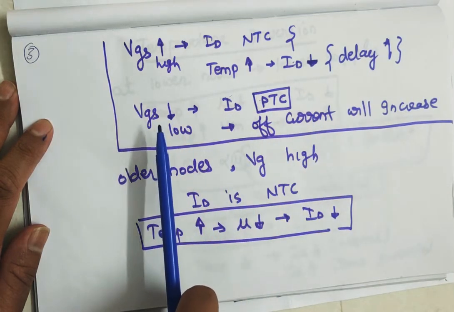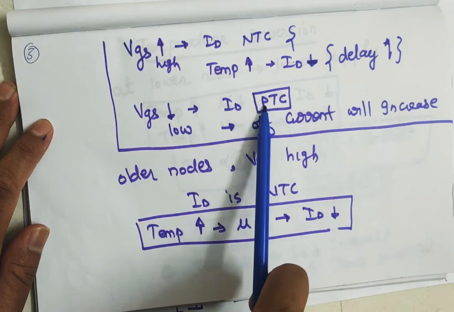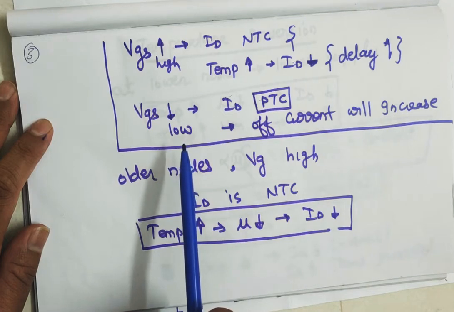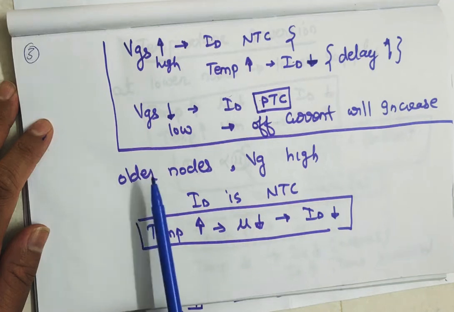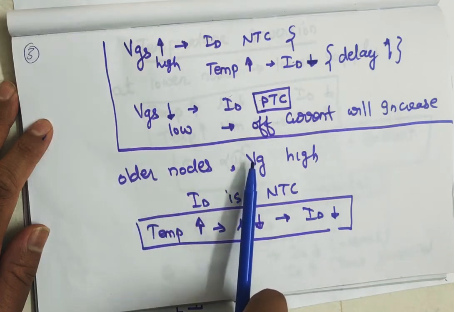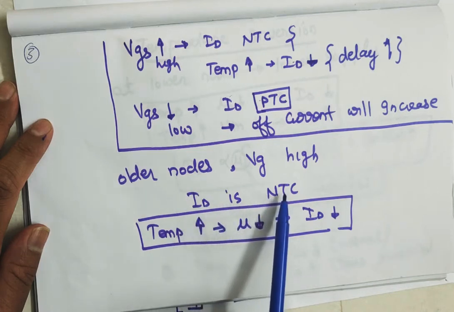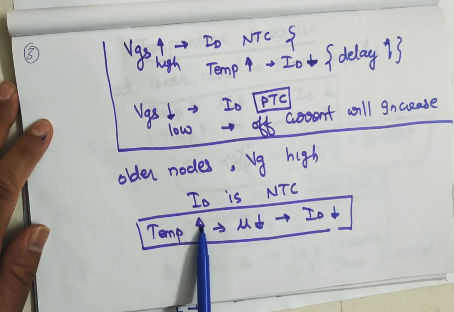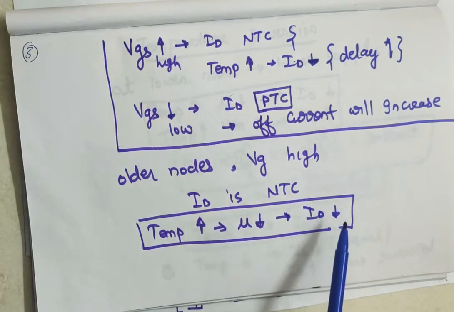But what will happen if your gate voltage is less? Then your ID, or the drain current, will show PTC, or the positive temperature coefficient. But at that time, your off current will increase. Correct? So in the older node, normally this driving force used to be high. So what does that mean? Your ID will follow an NTC, or the negative temperature coefficient. What is negative temperature coefficient? Temperature will increase, your mobility will decrease, and your ID will decrease. In turn, you will get more delay.